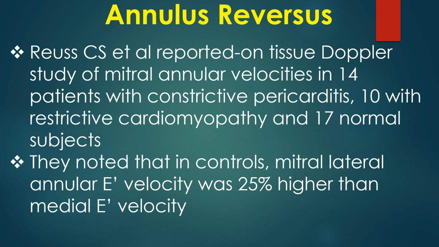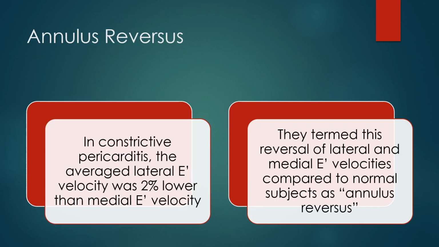Hughes and colleagues reported on a tissue Doppler study of mitral annular velocities in 14 patients with constrictive pericarditis, 10 with restrictive cardiomyopathy and 17 normal subjects. They noted that in controls, mitral lateral annular E prime velocity was 25% higher than medial E prime velocity. In constrictive pericarditis, the averaged lateral E prime velocity was 2% lower than medial E prime velocity. They termed this reversal of lateral and medial E prime velocities compared to normal subjects as Annulus Reversus.